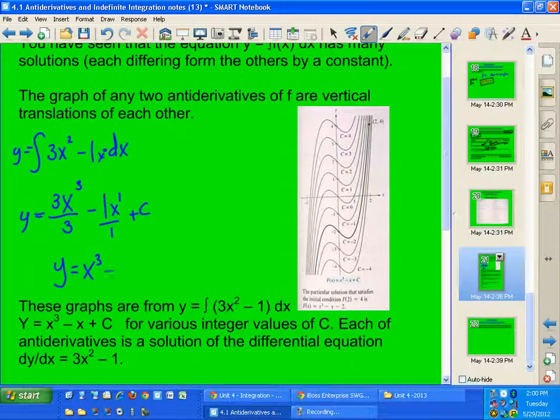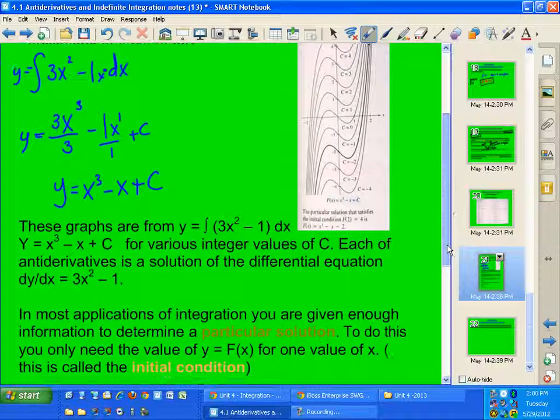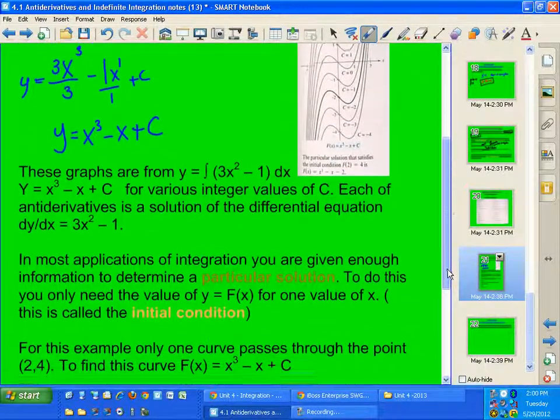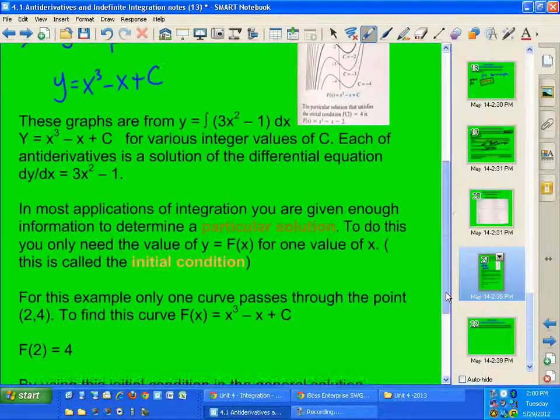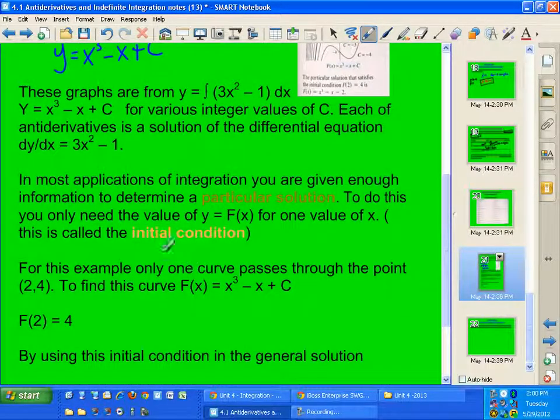Now that's our general solution. It could be any one of these graphs over here, because we don't know what c is. The only way we're going to know what c is is if they tell me that this function actually goes through a particular point. They'll have to give you that information to get a particular solution. They'll say given the initial condition, but you need to be looking for initial conditions and particular solution as terms. If they tell you that, then you should be able to find out what c is.